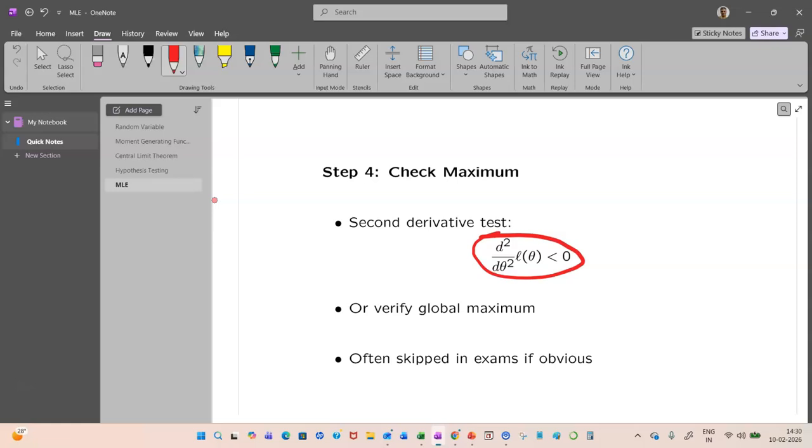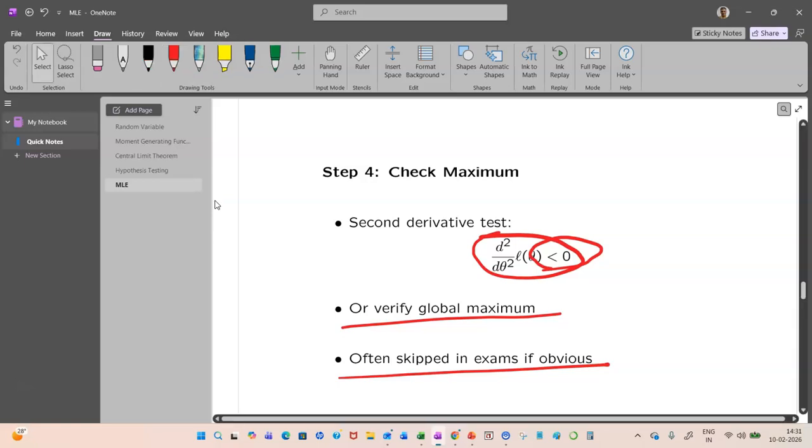If theta is one parameter, then it's a univariate differentiation. Otherwise, we need to go to the Jacobian, we need to use multivariate differentiation. So we take the second derivative, and if it is less than 0, then surely it's the maximum point at which the log likelihood is maximized. Or verify global maximum. Often skipped in exams if it is obvious. If it is obvious there is going to be a maximum, we need not do the second derivative.